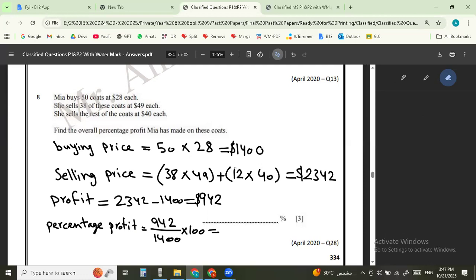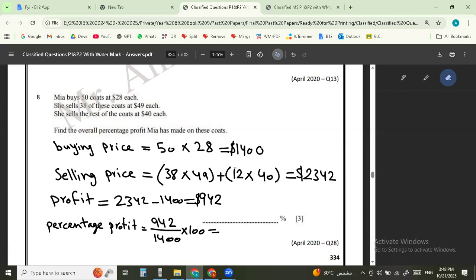What is the profit? Well, the profit is how much more money did she make over the cost. She paid $1,400 to get the coats, but after selling them, she got that. You're going to find that the profit she made is $942, subtracting the cost from the selling price. She exactly profited $942.